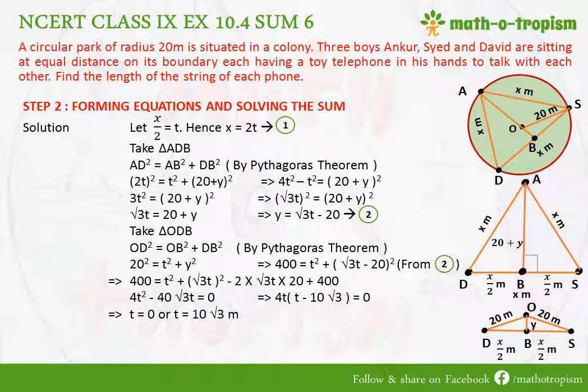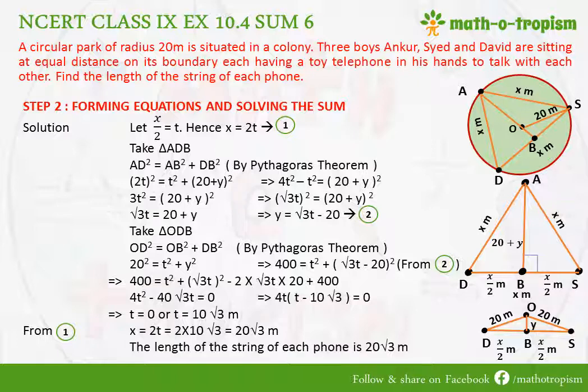So what happens from the equation? x becomes 2t, which is 2 into 10 root 3, which is nothing but 20 root 3 meter. Therefore, the distance between the boys is 20 root 3 meter.